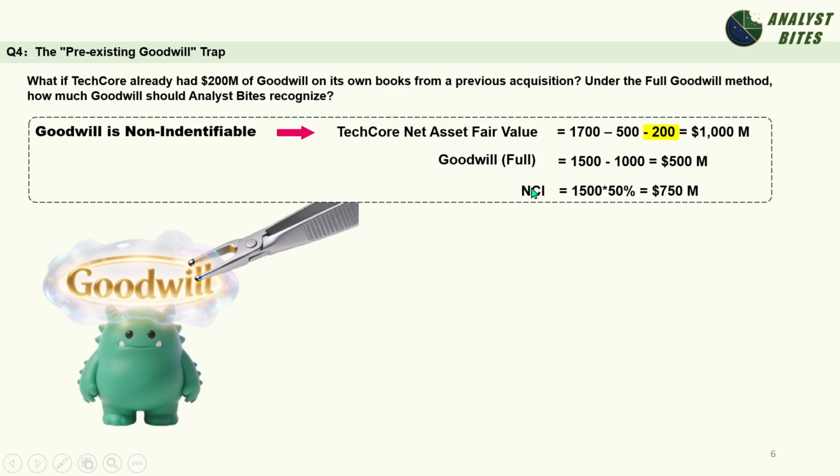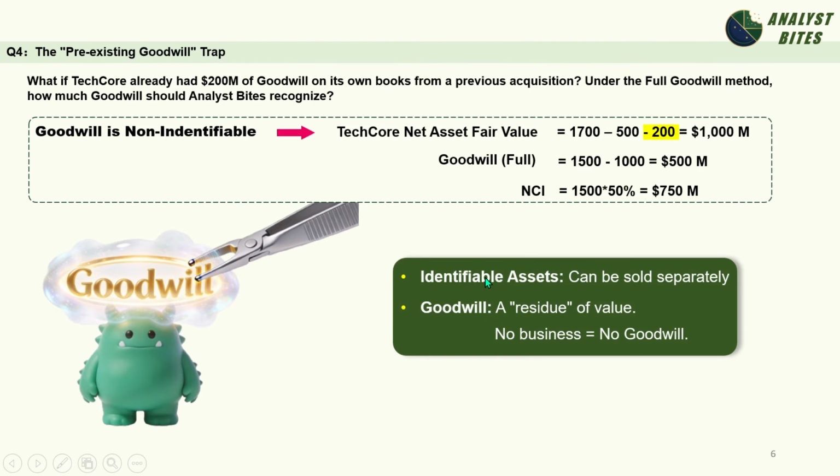The NCI calculation stays the same, 50% of the total fair value, or 750 million. Remember, identifiable assets must be capable of being sold separately. Since goodwill is just an attached value, it can't be transferred on its own. If you see goodwill on a subsidiary's books, always exclude it before you start. We perfectly solved this common trap.